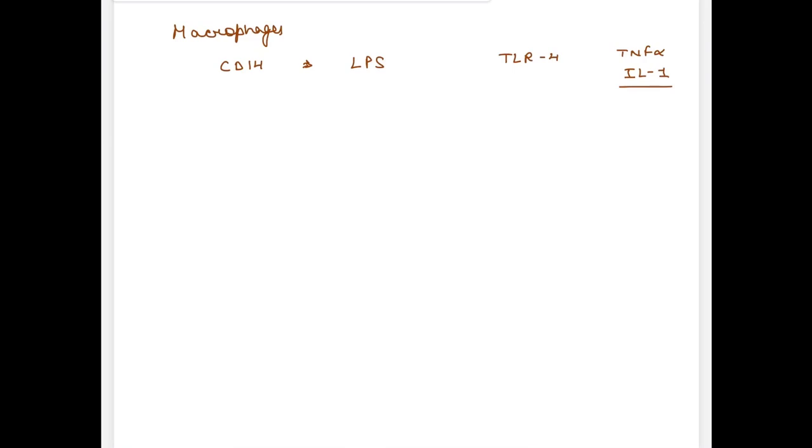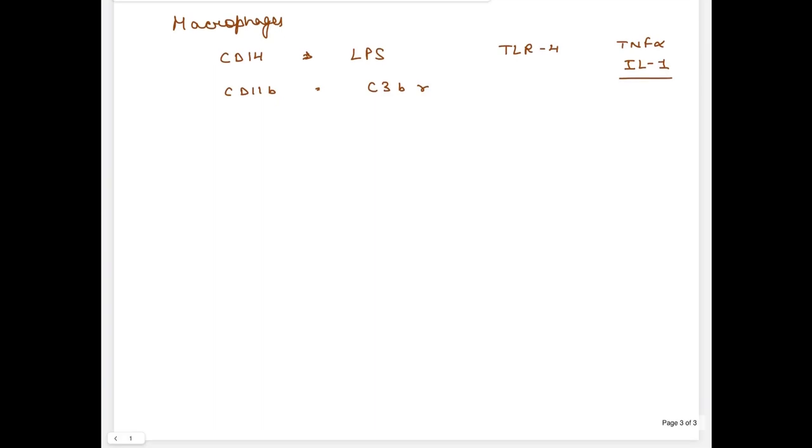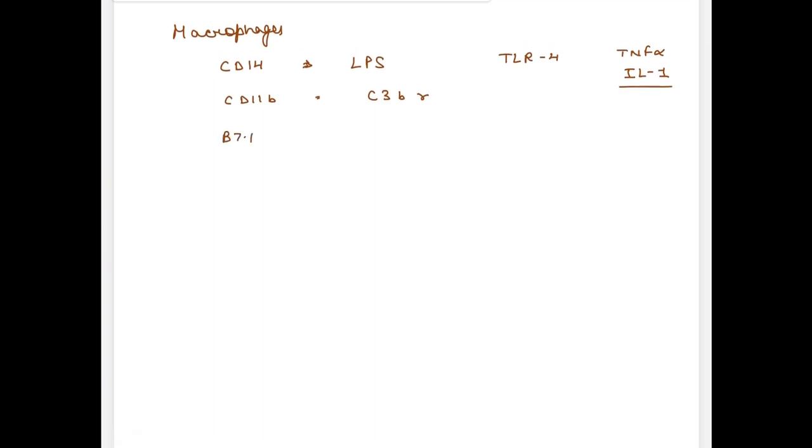Then another one is CD11B, which is also present on macrophages, and this acts as a C3 complement receptor. Then similar to the previous ones, that is B7.1 or B7.2, also called CD80 or 86, these are present in macrophages, also expressed by the dendritic cells. So macrophages as well as dendritic cells. What is their role? As we have just discussed, they help in signaling the T cell activation and ligate to the CD28 on the T cells.